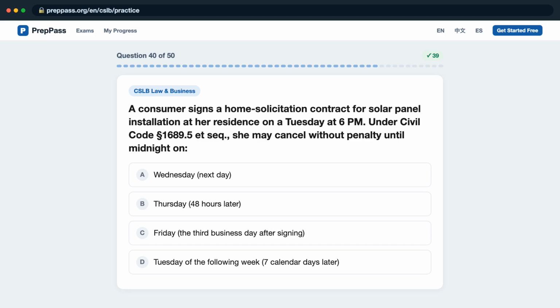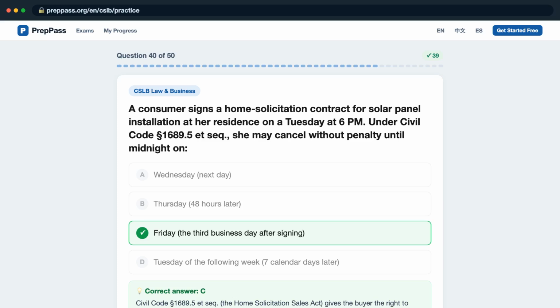Question 40. A consumer signs a home solicitation contract for solar panel installation at her residence on a Tuesday at 6 p.m. Under Civil Code Section 1689.5 et seq., she may cancel without penalty until midnight on, is it A, Wednesday, next day? B, Thursday, 48 hours later? C, Friday, the third business day after signing? D, Tuesday of the following week, 7 calendar days later? The correct answer is C.